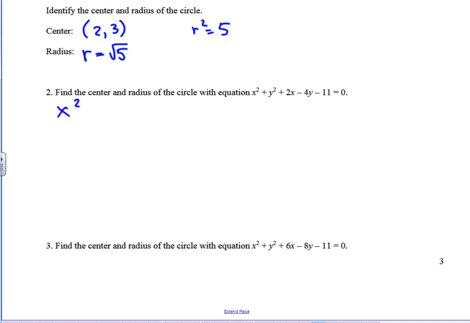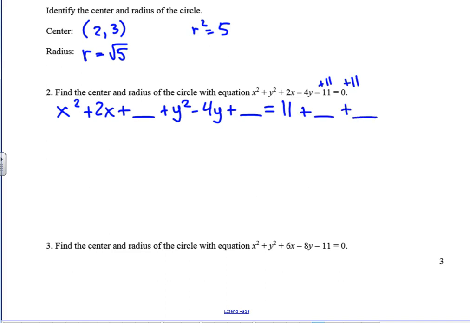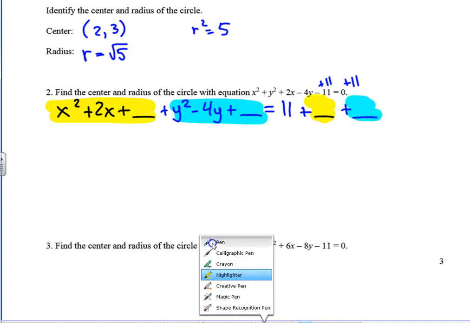So we're going to regroup the x terms. So x squared plus 2x, I'm going to add a blank into mine. And then we've got plus y squared minus 4y, add a blank. And then we move that 11 over to the other side by adding 11, plus 11, plus 11. And then we're going to add our blanks and add our blanks. So again, I'll kind of highlight what we've got going on here, here, and here. And then the y is our blue, and here. Okay, so that's step one.